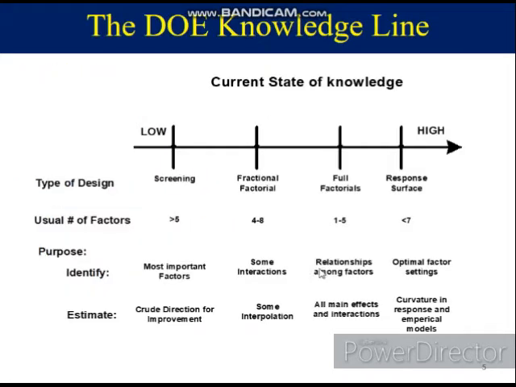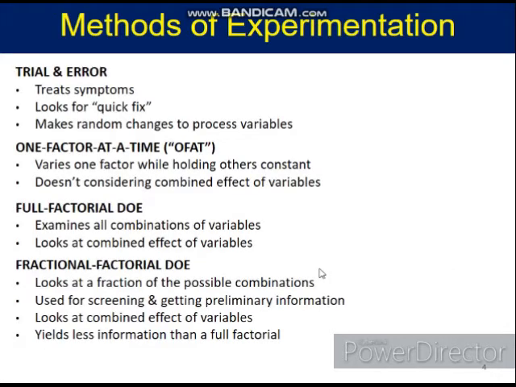It looks at the fractions of the possible combinations, and is usually used for screening, getting preliminary information, and looking at the combined effect of variables. It yields less information than full factorial. So let's say, for example, you have a lot of variables that you want to study.